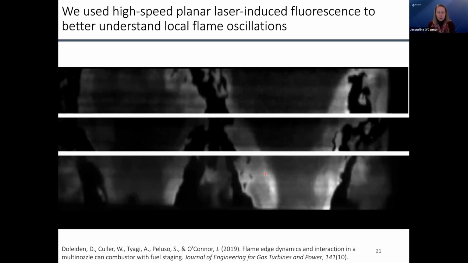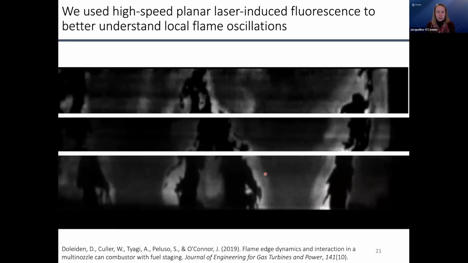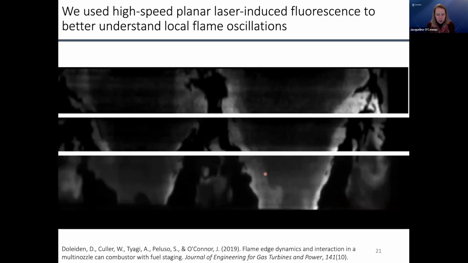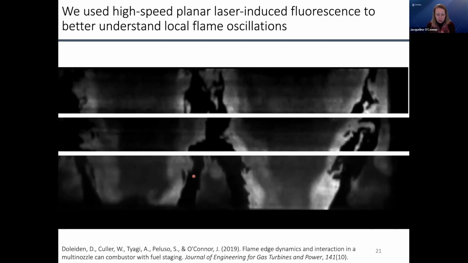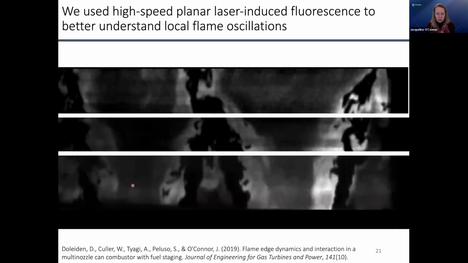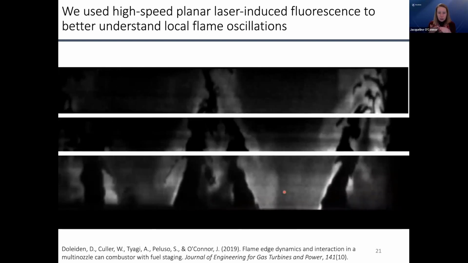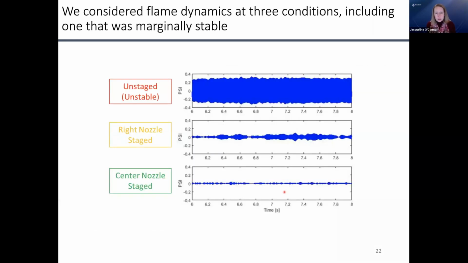So one of the things we were curious about is, as we were staging the combustor, what's actually causing the instability amplitude to decrease. And so to understand this, we tracked the edges of this flame and this flame, the center flame on the left and the right flame on the right, to understand the coherence between the oscillations on each of the flames. So we looked at 3 different cases. The first case was unstable, and so that was the video that you were just watching. The third case was completely stable.